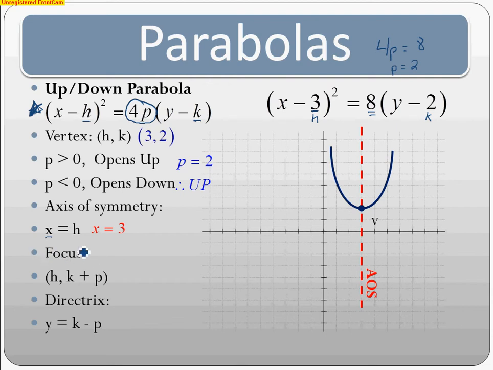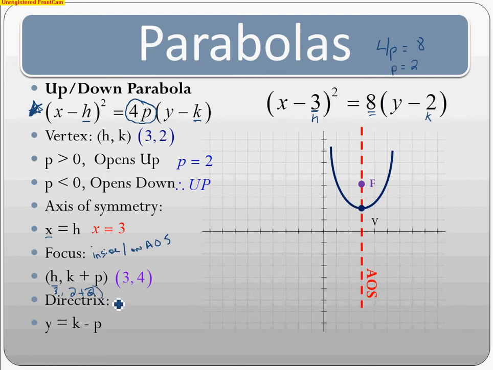The next thing is our focal point. I tell my classes, make sure that your focal point is on the inside and it's on the AOS, the axis of symmetry, because if it doesn't fall on that, you did something wrong. Pretty simple to follow along here. We have h. H in our problem, again, was 3. And then, comma, k plus p. K was 2, and p was 2. So we're going to have (3, 4). And as you can see, it's inside the parabola right here, and it's on the axis of symmetry.